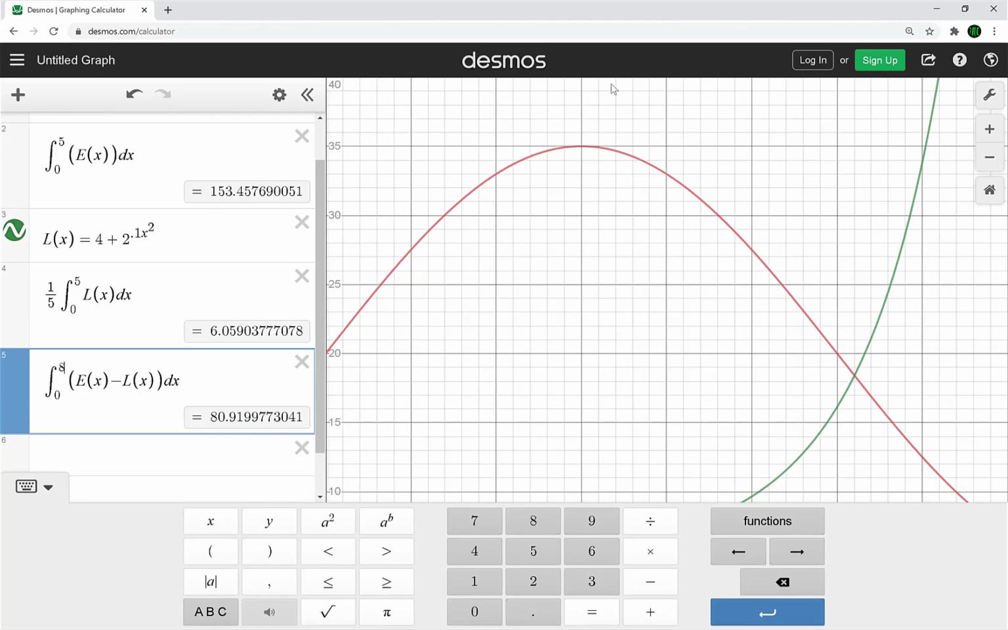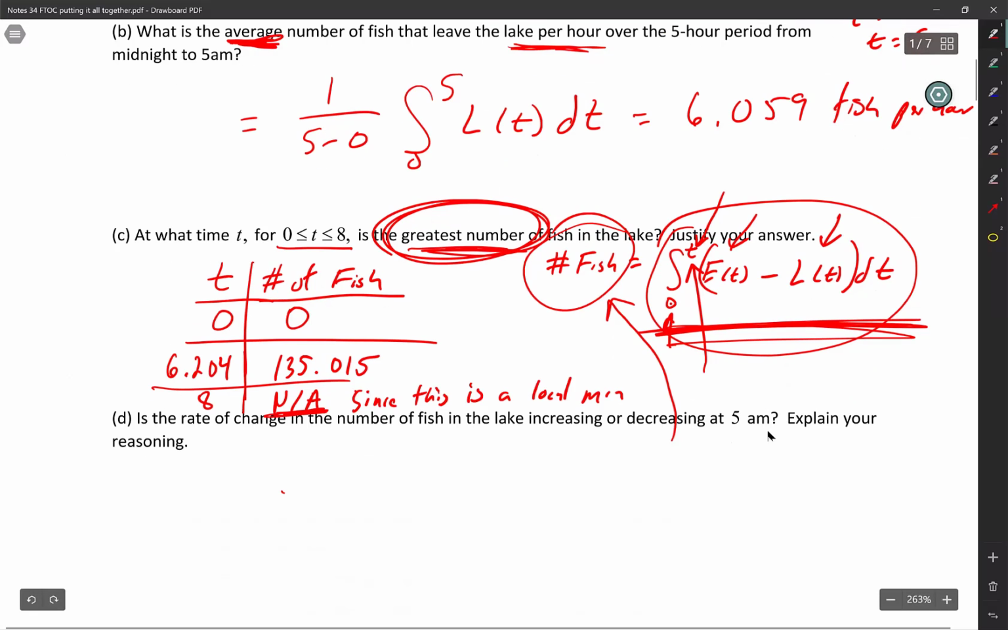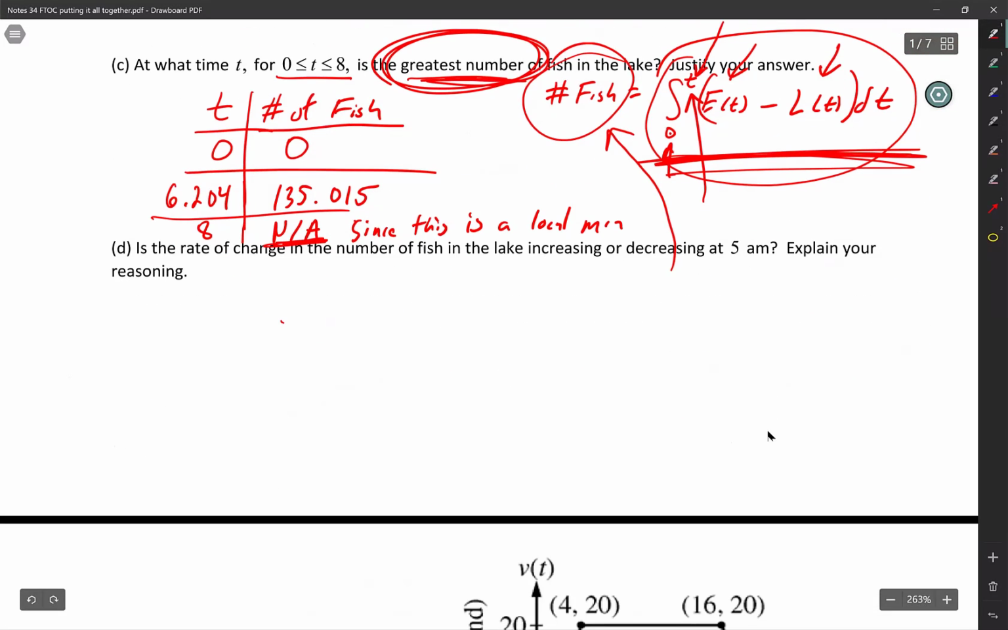Okay, here we go. The last one. And you know what? I would probably erase the word local and just put this is a min, or a number smaller than 135. Since this is a number smaller than 135. And we know that for a fact.